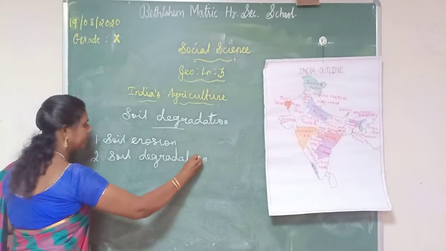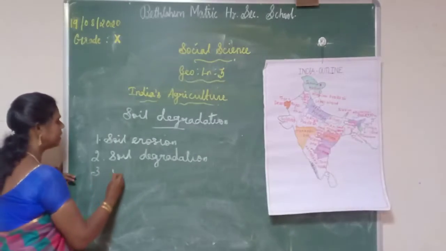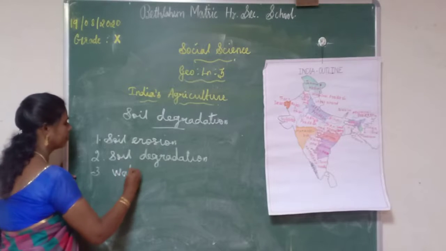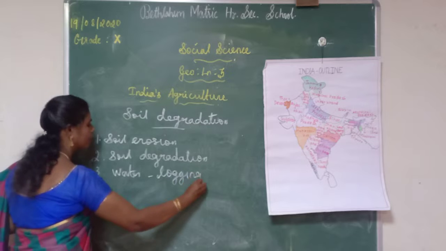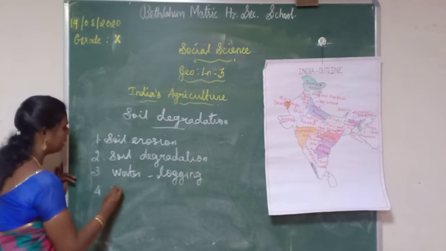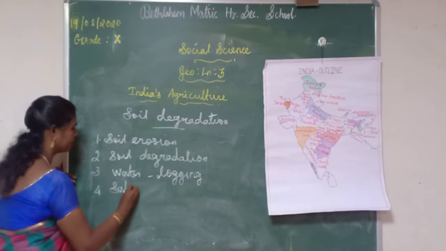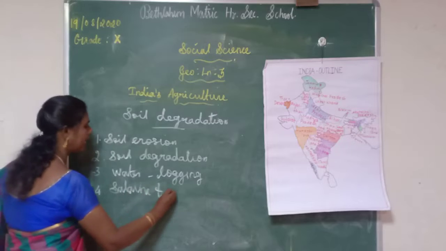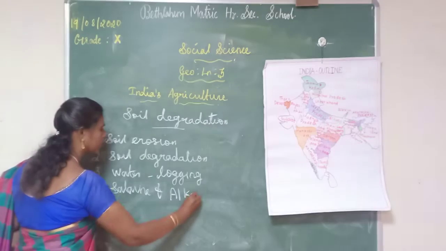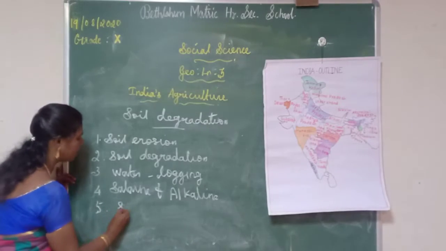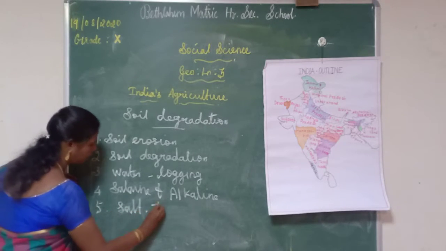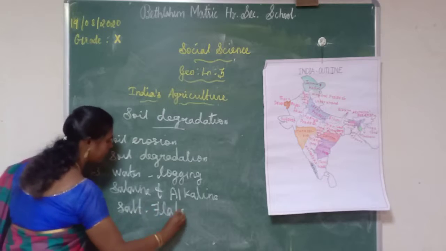Soil degradation. Third one is waterlogging. Fourth one is saline and alkaline. Fifth one is salt flats.